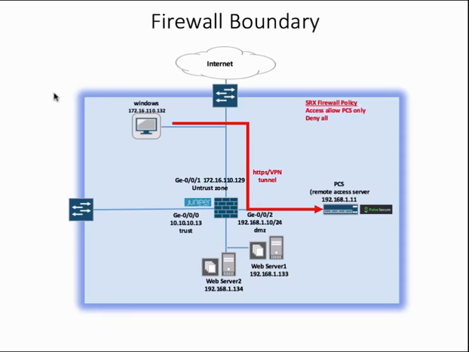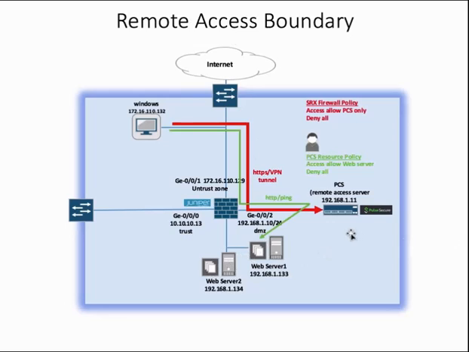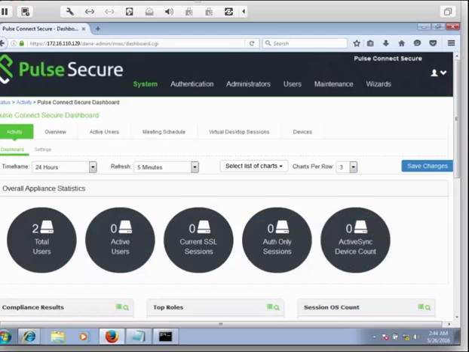Let's take a look at the Pulse Secure servers. For the Pulse Secure servers, I need policy control to allow different users to gain access to different systems. For example, the contractors will be allowed to access web server 1, and the employees may be allowed to access any of the servers. The traffic will be tunneled as VPN traffic, and out from the PCS remote access server into the internal networks. The configuration is pretty simple.